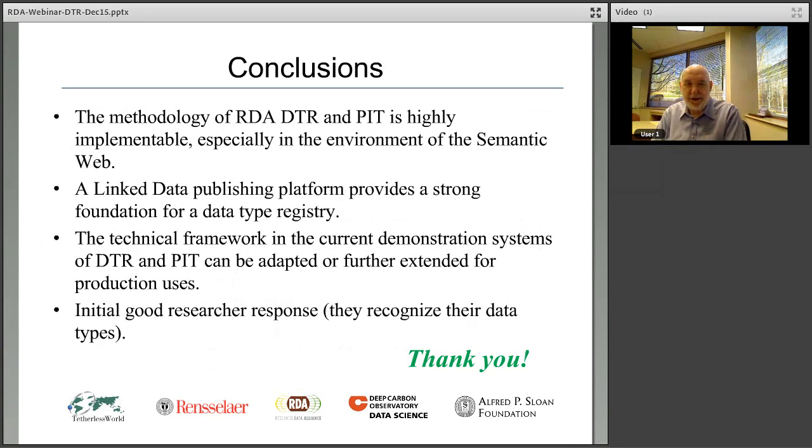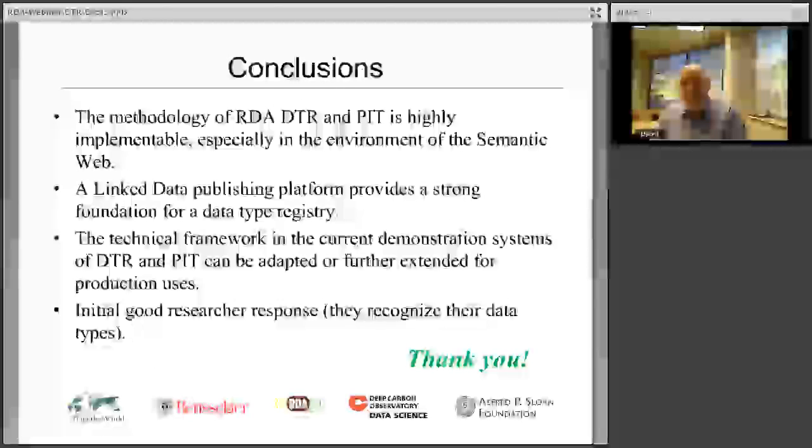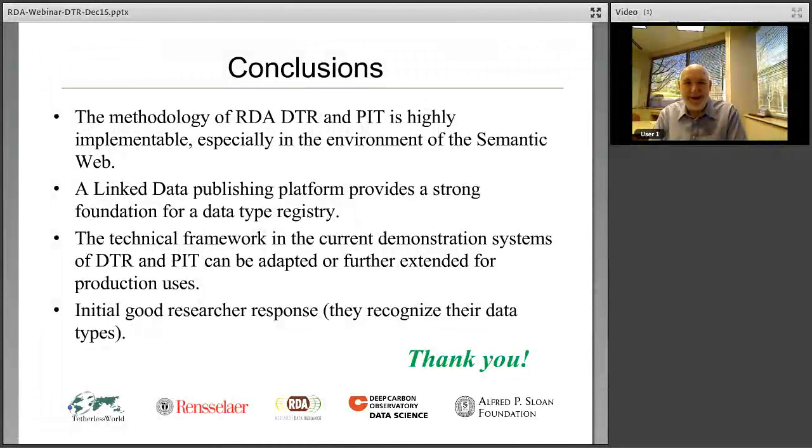And here are their conclusions. Highly implementable DTR, especially in the environment of semantic web. That is, it's just not in opposition in any way. It's very complementary to the semantic web.